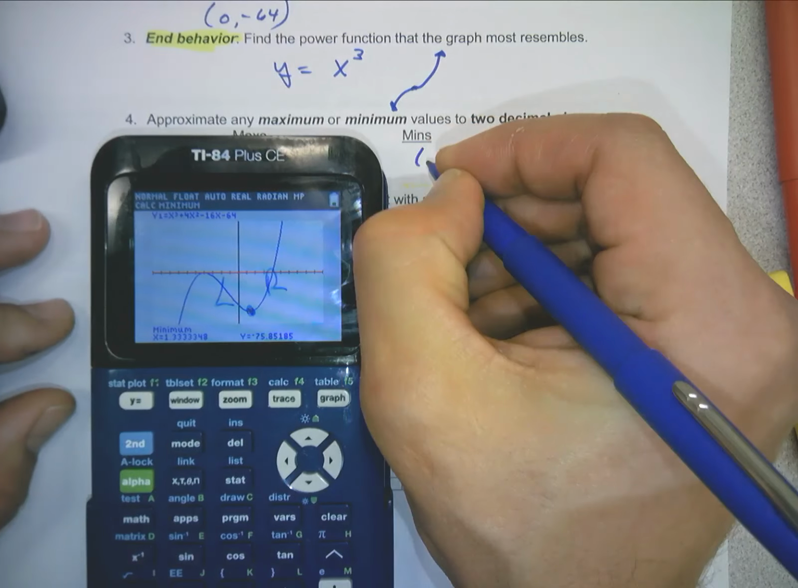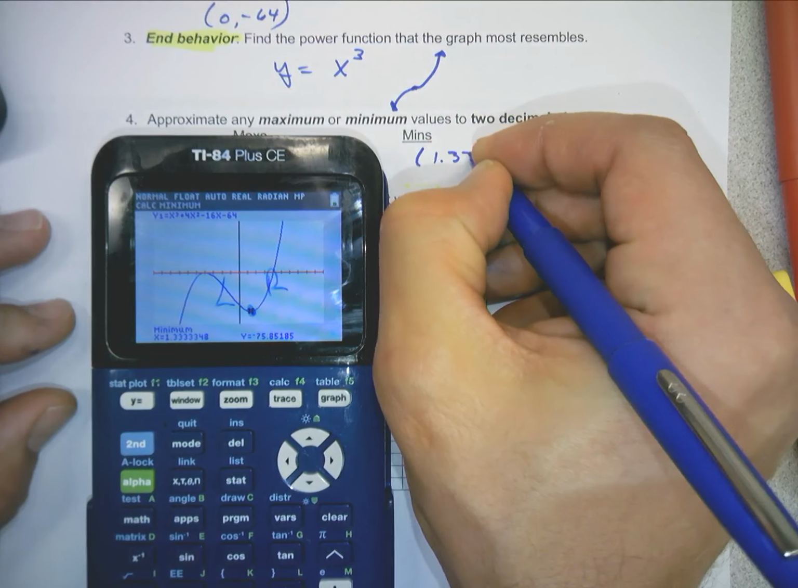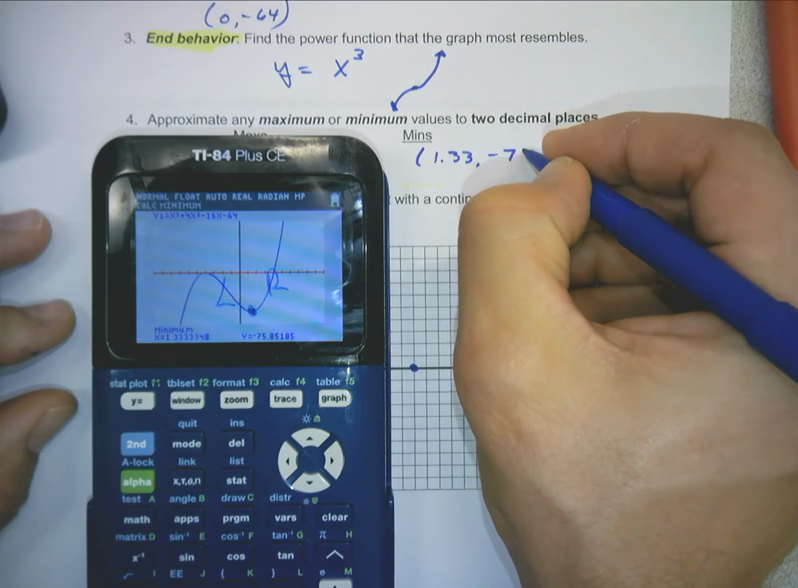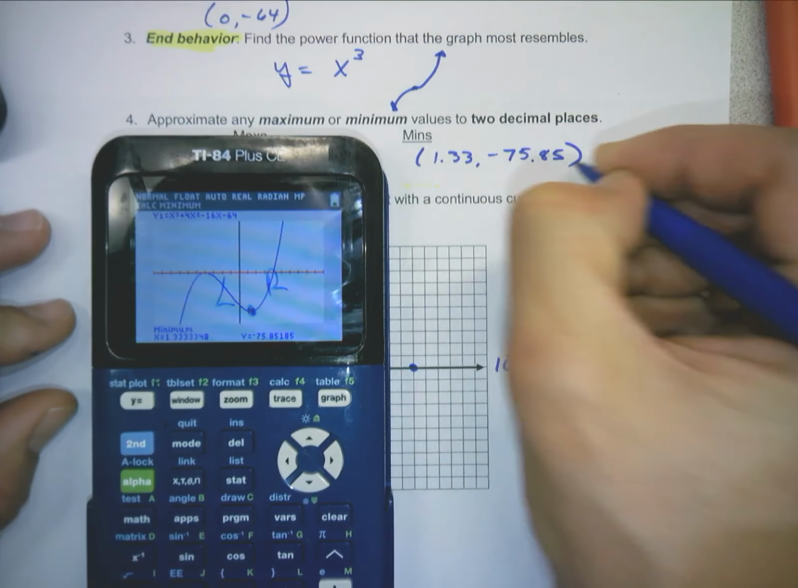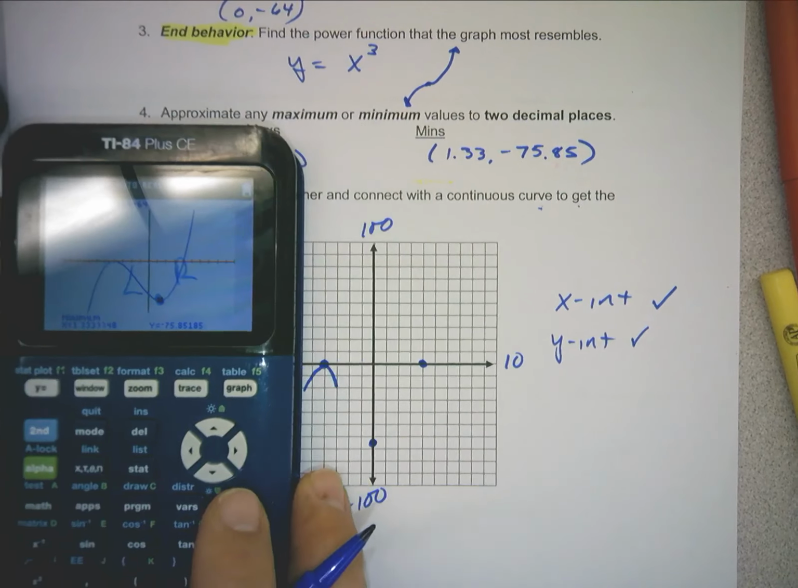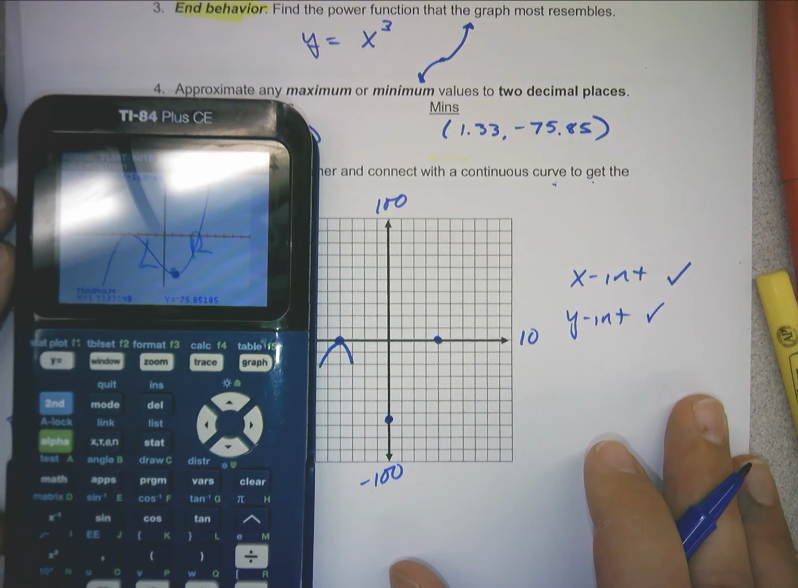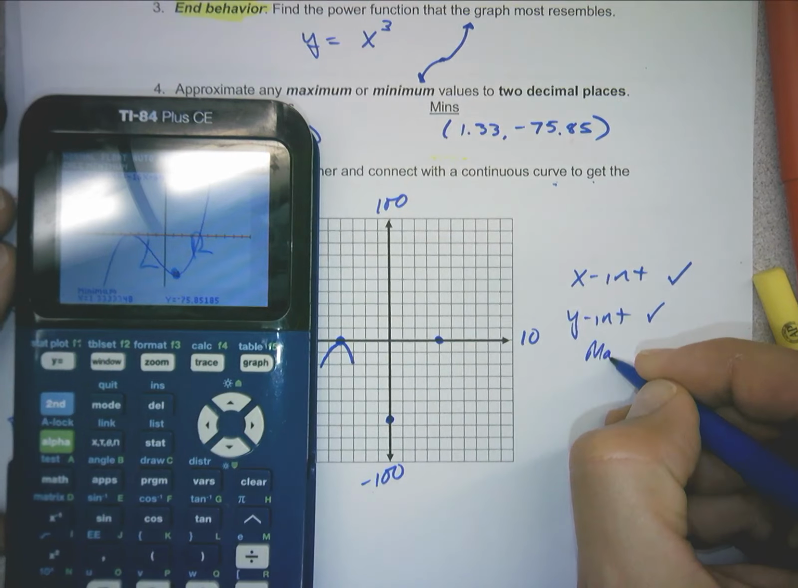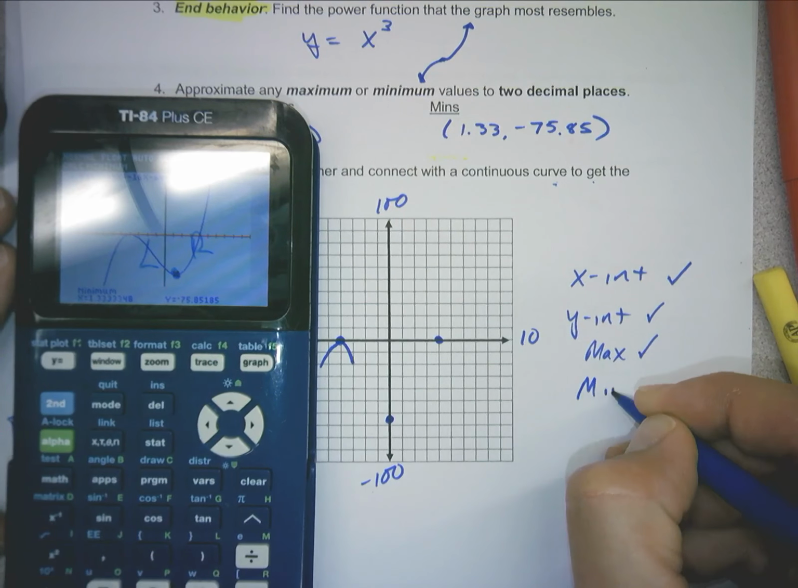In this case, I got 1.333, comma, negative 75.85. Now let's graph that. I've graphed the max already. That's done. Now I've got to graph the min.